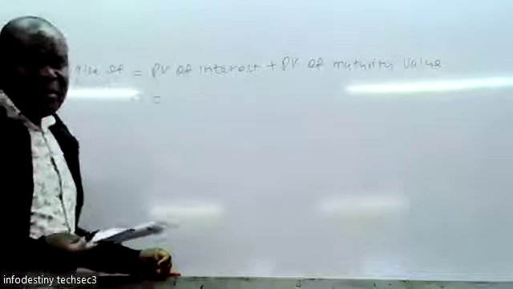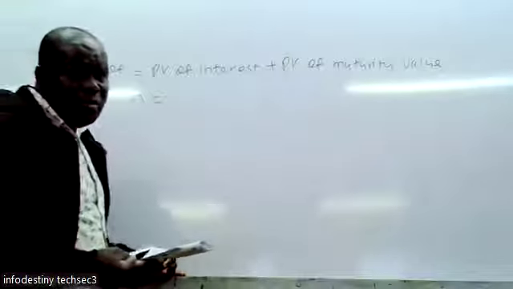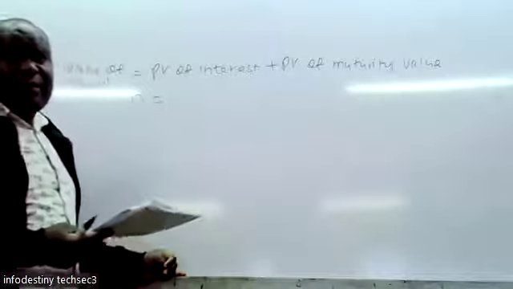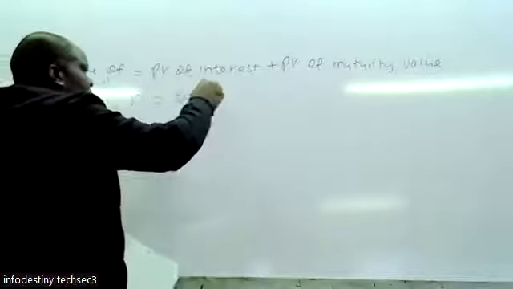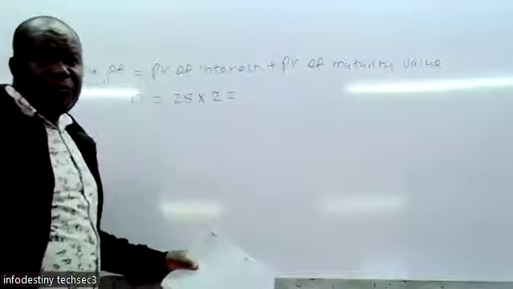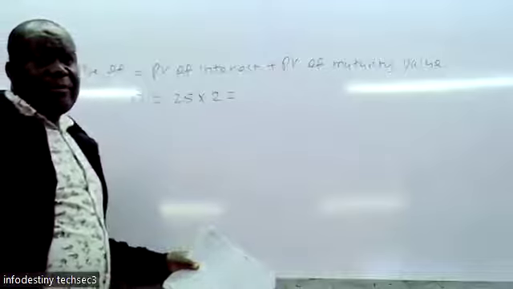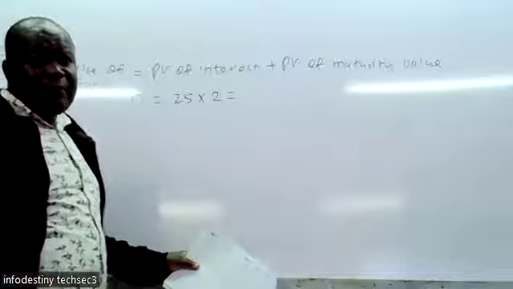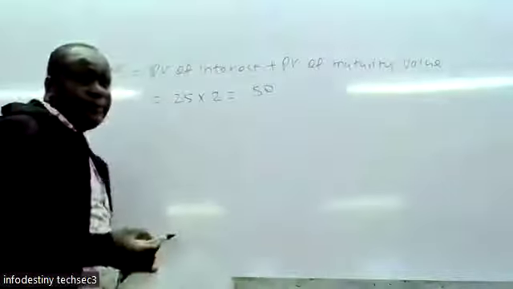The bond was supposed to be there for 30 years, but it was issued 5 years ago. So the remaining period is 25 years. Multiply 25 by 2, because interest is paid semi-annually. That means in a year, they pay twice. That's why I'm taking the remaining period of 25 years and multiplying by 2. So N is going to be 50.